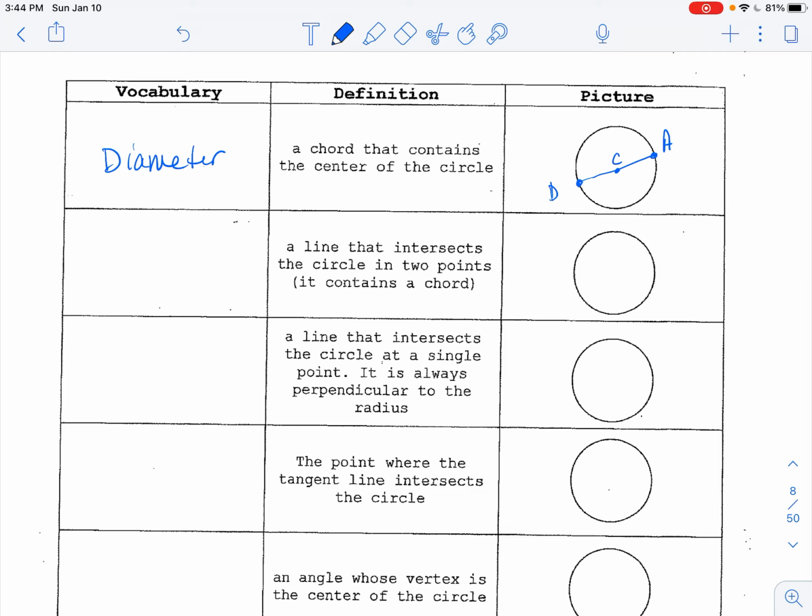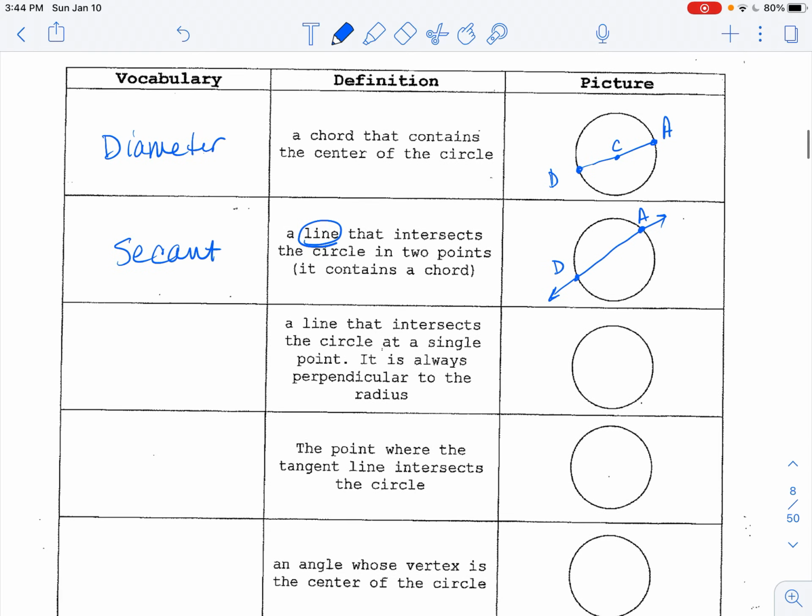A line that intersects the circle in 2 points. This is a secant. It is a line that intersects the circle in 2 points. So if I were to extend that diameter or a chord with arrows on the end, then I would have a secant.